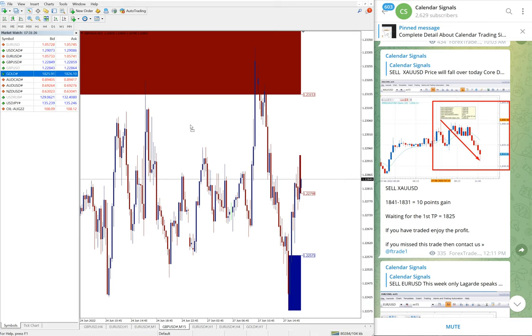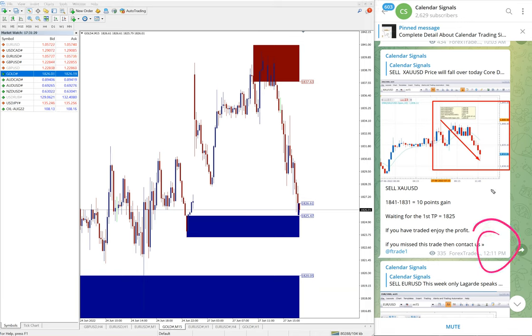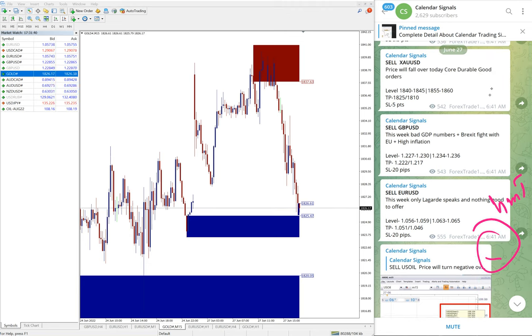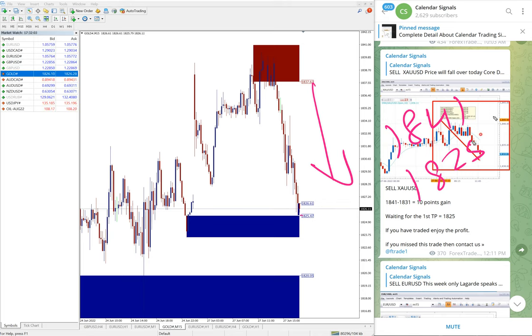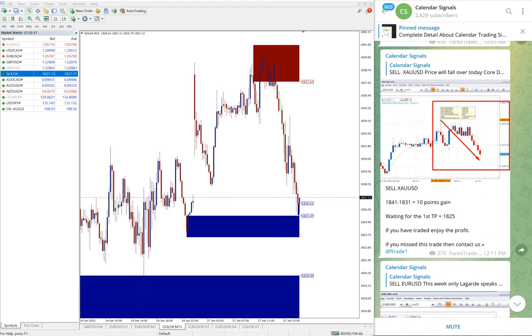Then gold. All these updates we gave, you can see the timestamp. For example, gold update we gave at 12:11 p.m. GMT, and you see the signal given time. For example, gold signal given at 6:41 a.m. GMT we gave. So now gold, you see clear downtrend on gold, still it is making new lows. As of now, entry at 1841 and low traded 1825. At 12:11 p.m. 10 points gain, it made further 6 points gain, so 16 points gain on gold. Very good profit on gold trade, 16 points gain.